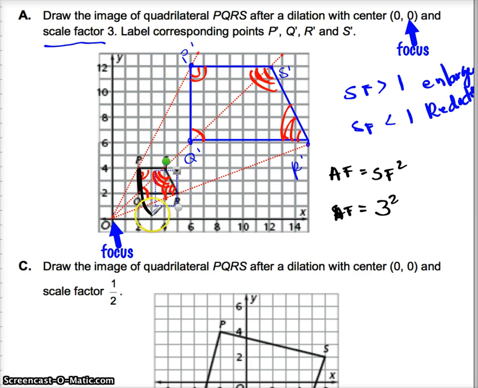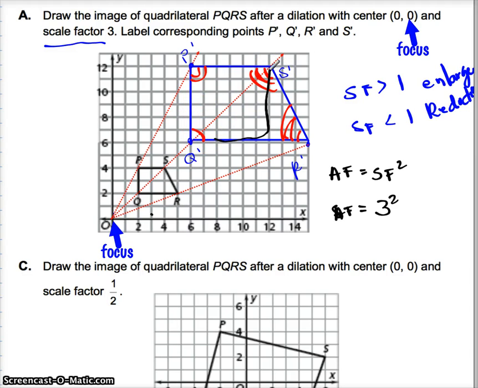Let's erase this so we can see it a little bit more clearly. If this has an area of 1, 2, 3, 4, 5 pieces, I can expect this to be 5 times 3 squared. I can expect this to be 45 square units. 1, 2, 3, 4, 5, 6 by 1, 2, 3, 4, 5, 6.